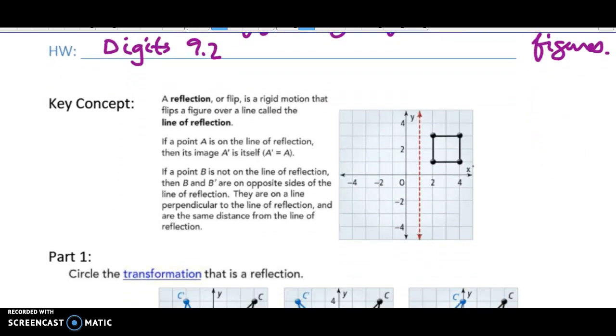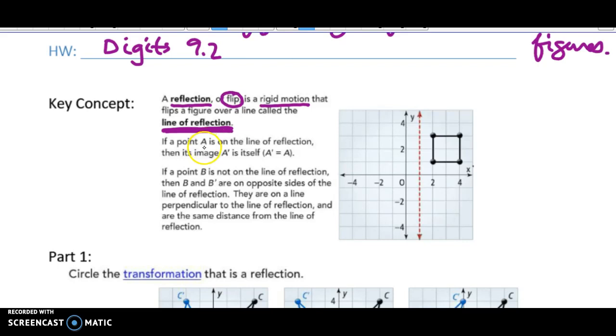So let's review the exact definition of a reflection. You may think of a reflection as a flip. We talked a little bit yesterday how this is like the mirror image. So this is another example, similar to a translation, that is a rigid motion because we don't change the size or the shape of our figure. It just flips the figure over a line. And that line is important because that is our line of reflection. And that helps us know where to create our new figure.